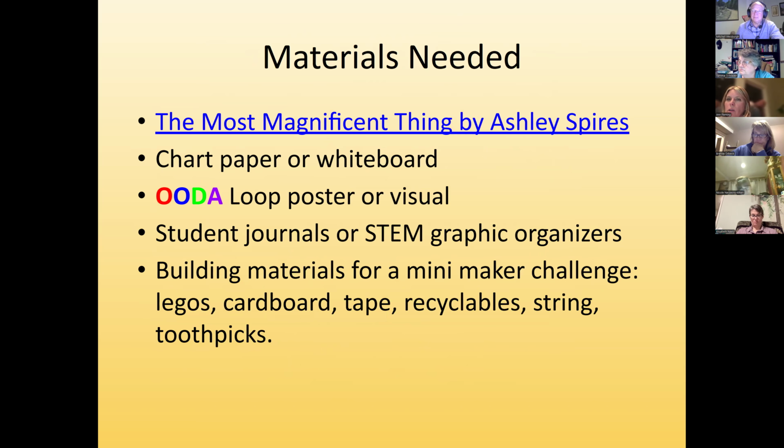So materials needed: The Most Magnificent Thing by Ashley Spires. You can use chart paper or whiteboards with the students. An OODA loop poster, which is where I want to put in a plug for Kara's. Kara, I love that poster you made for PE, and I spent probably two hours trying to put together something AI really cool looking with what you had. And I'm like, okay, I give up. And I'm not going to take the time to draw out a poster the old school way with the crayons and all that. So I would suggest linking Kara's poster that she used in PE to have that poster. Students' journals.